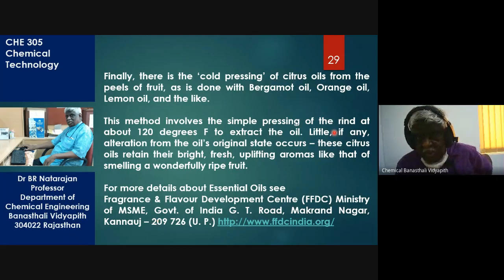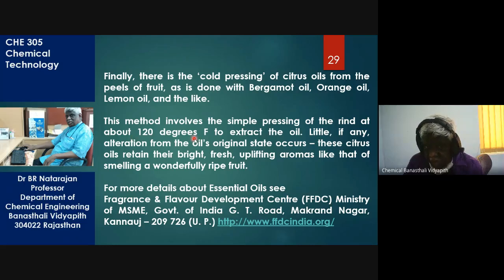Last, you have something called cold pressing of citrus oil, right? You know, you have an orange, when you peel the skin, you just press the skin, you will see some oil squirting out, right? Lemon oil and the like, bergamot, orange oil, lemon oil. This method involves the simple pressing of the rind. Rind is that outer cover, say, of the orange, right? That is rind.